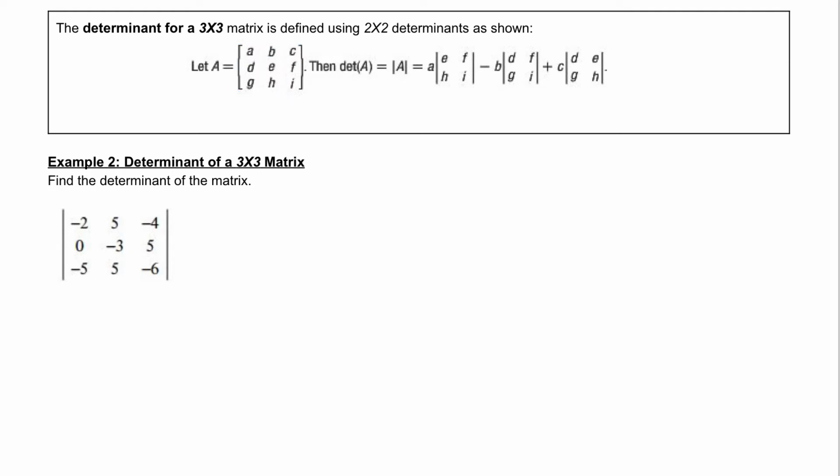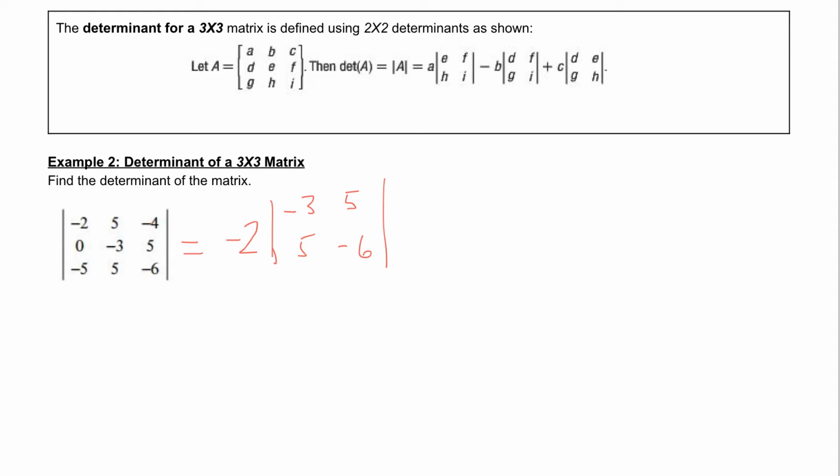So now let's go ahead and take a look at example 2 and see if we can figure this out. So what I want to start with is to set up this part here, using the numbers that I have over here. So this first row, the -2, 5, and -4, those are the numbers that I'm going to be multiplying each of those determinants by. So let's start. If I have -2, I want that one, and then I need to figure out what determinant I have that I'm multiplying by. Now remember, if I'm using -2, I'm going to take out that row and that column. So in here I have -3, 5, 5, and -6.